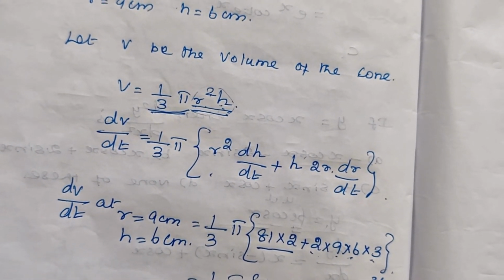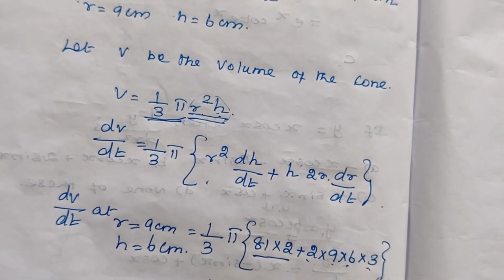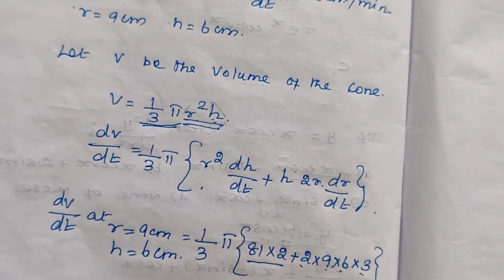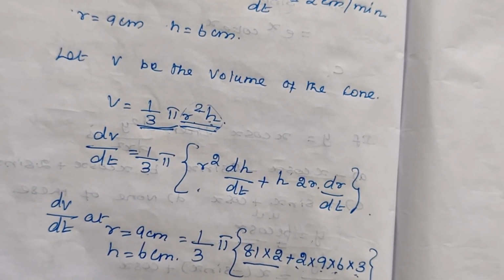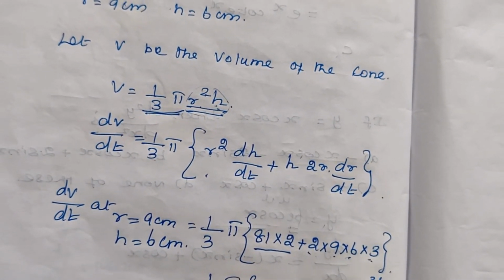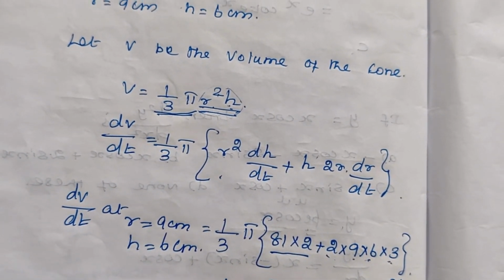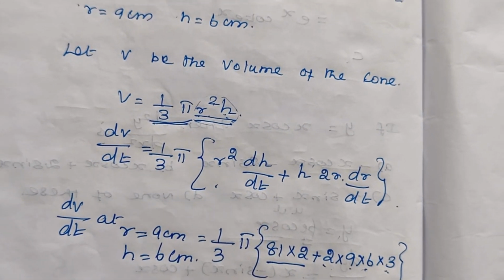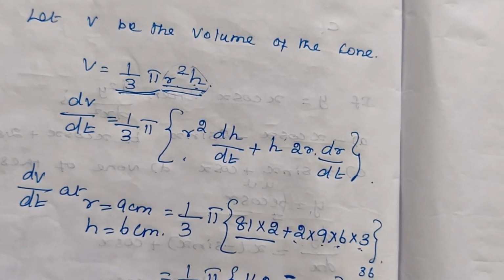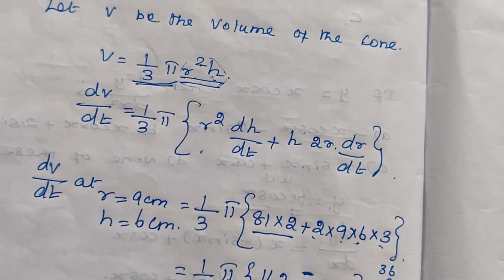4 minus 2 is 2. Then 12 minus 6 is 6. Then 2 minus 1 is 1. So that is, here sign is minus. So 1 by 3 pi into minus 162. We have to check whether it is divisible by 3. That is 8 plus 2, 10. Therefore, it's not divisible by 3.